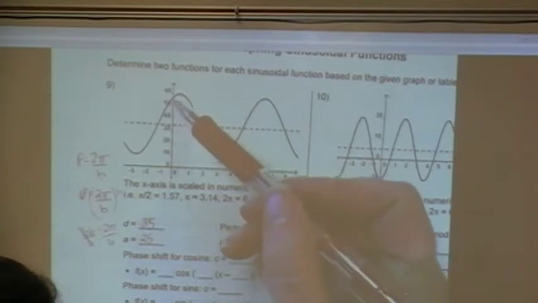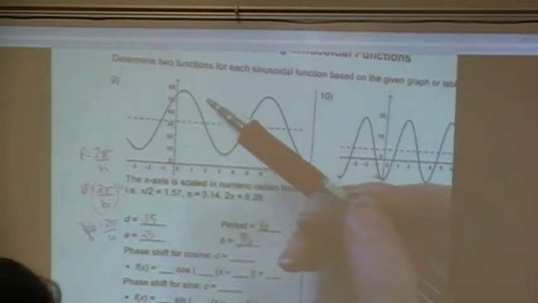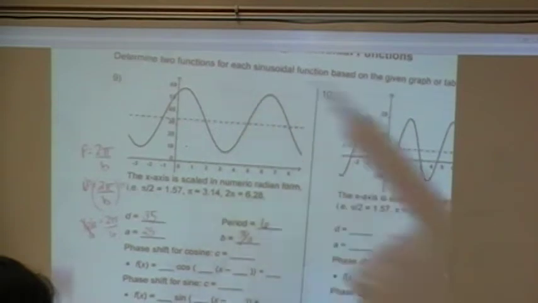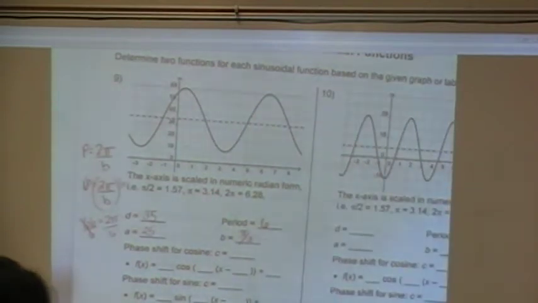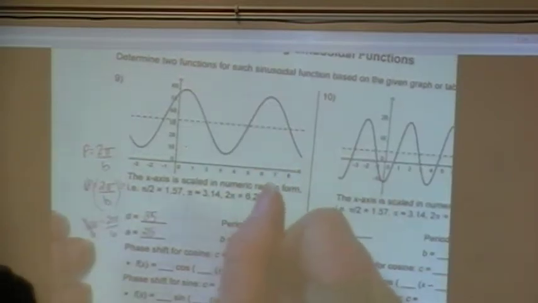How far? Just a half. So that is your phase shift. This has been shifted a half. Now it's been shifted to the right. Positive or negative half? Minus a half, right? Because it's shifted to the right. So it's a half.